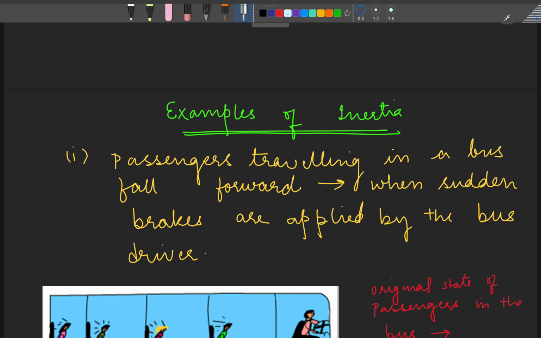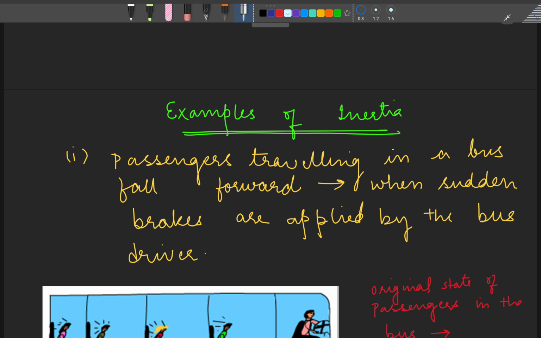Now suppose, I'm sure you must have seen that when you're traveling in a bus or when you're traveling in a car for that matter, suddenly when the car accelerates, you tend to fall forward, right? Suddenly when the car is applied brakes, you tend to fall forward in that scenario. And why does that happen?